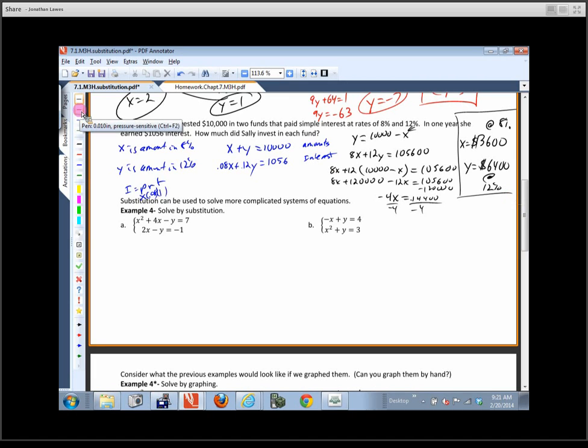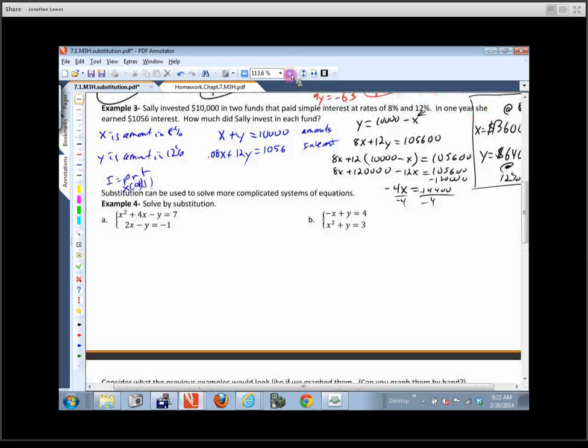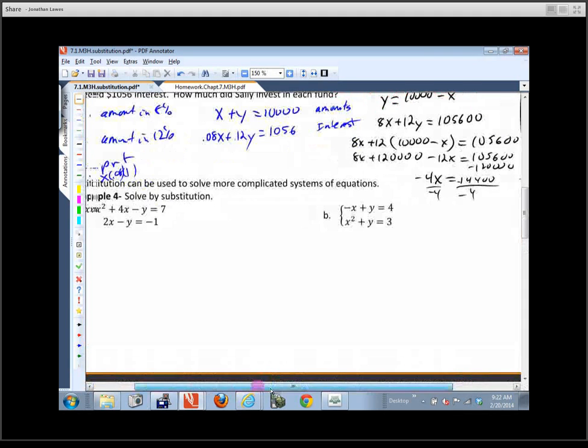Sure? Okay, let's look at the two of these because these are different. What do you notice is different about these? What's that? There's an x squared, okay? What shape does that make then? A parabola, okay? So we've got a parabola here and a line here, and we want to solve this by substitution.